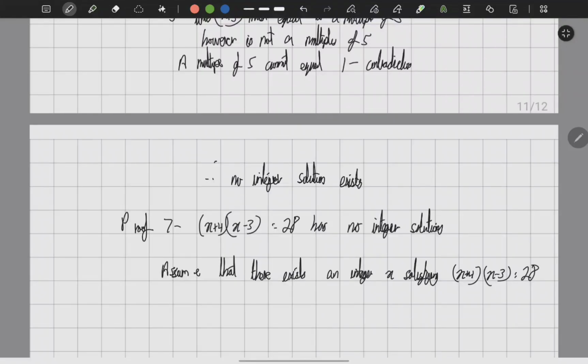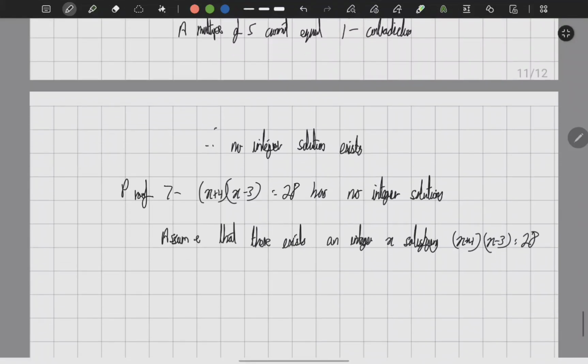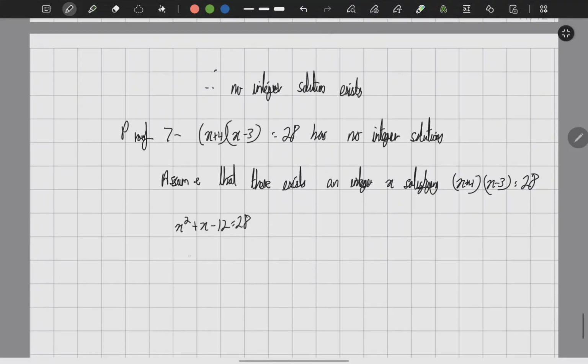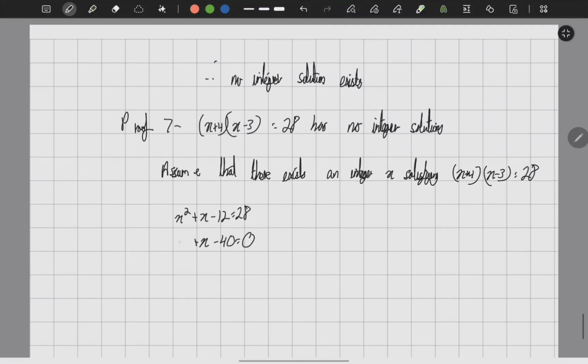Okay, so now we just expand to get this simplified. So we have x squared plus x minus 12 equals 28, and then we move everything to one side. So x squared plus x minus 40 is equal to 0. Okay, so now you need to use some knowledge from the quadratic formula: what does it mean for something to have integer solutions? So for a quadratic to have integer solutions, its discriminant, b squared minus 4ac, must be a perfect square.